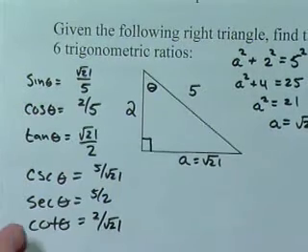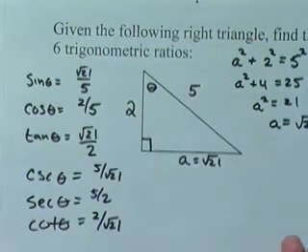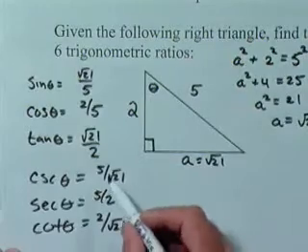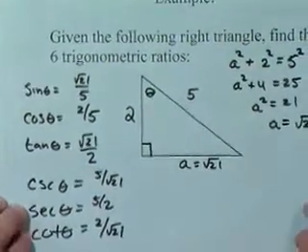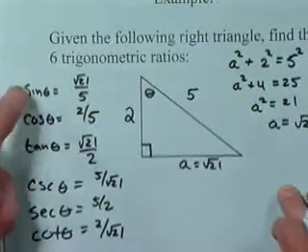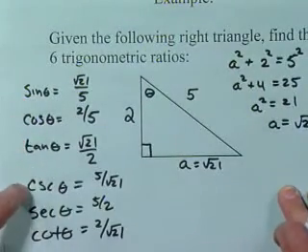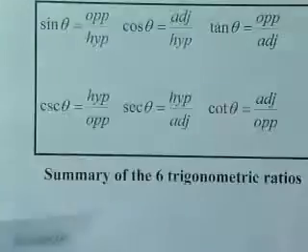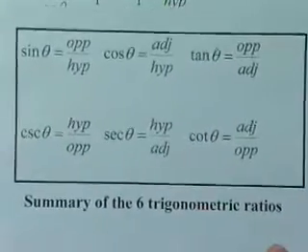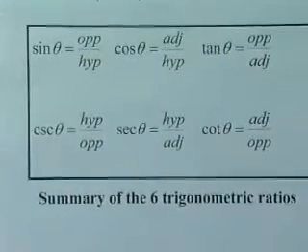You don't want to say the inverse, because we'll do inverse functions later. These are the reciprocals. We just flip the fraction around. So nothing to it. If you know what the sine, cosine, and tangent are, you automatically know what cosecant, secant, and cotangent are. So again, the big thing you have to remember is this.